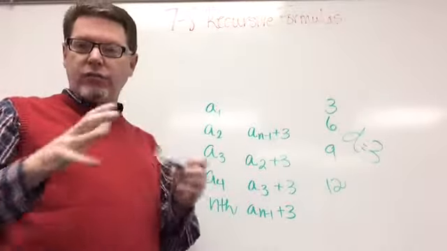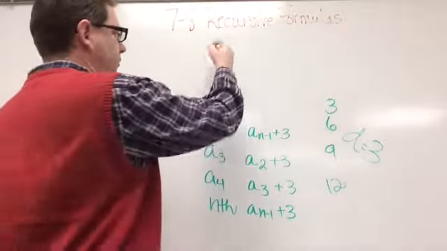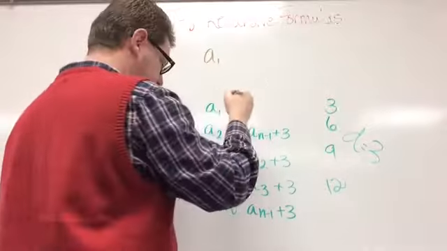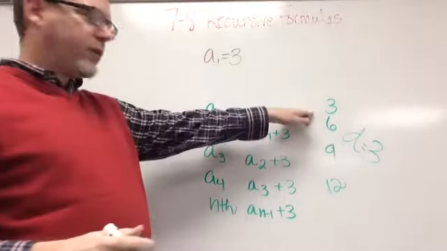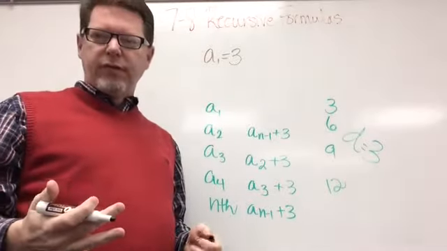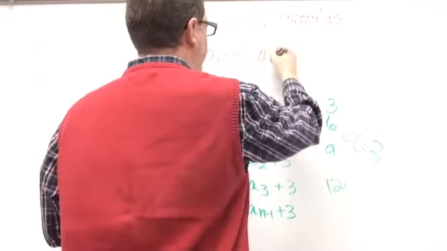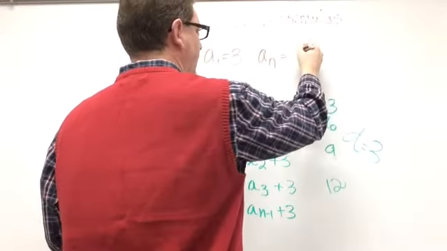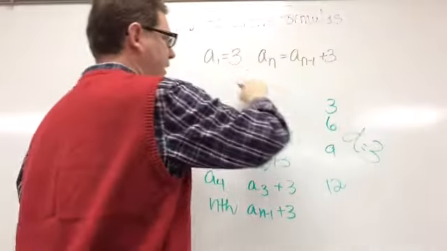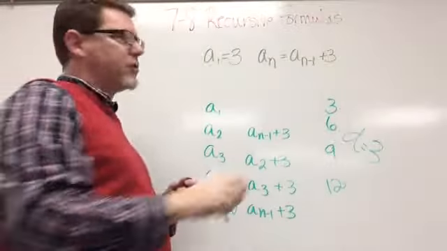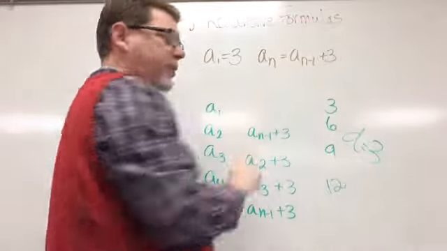So now that we've looked at what it looks like to be a recursive formula, I'm going to tell you how to write a recursive formula, and that has 3 parts to it. The first part is telling me what the first term is. So I have to write a sub 1 equals 3. First term, that's the first part of the recursive formula. The second part tells me how to find the nth term. So a sub n equals a sub n minus 1 plus 3, because that's what my common difference is. So I just take the previous term, which is n minus 1, and add 3 to it.